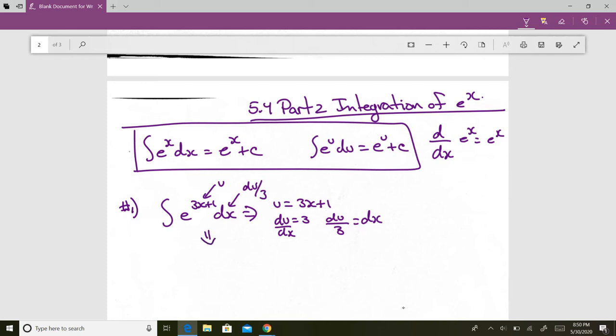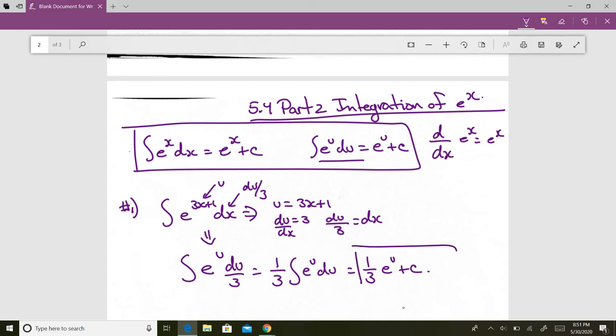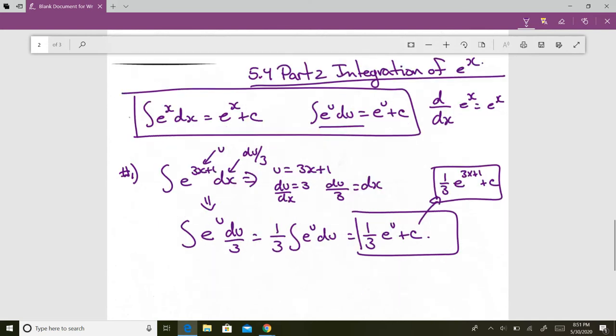This integral becomes the integral of e to the u du over 3. So I can pull out the 1/3, and integrate e to the u du, which, looking up here, we know is e to the u plus c. Oh, sorry, I guess I should put back in what u was. So it's 1/3 e to the 3x plus 1 plus c. And there you go. All right.